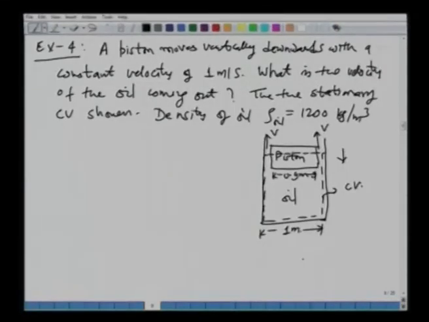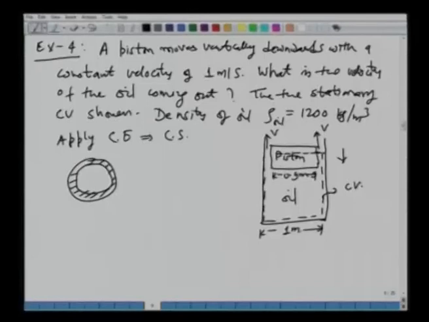What you do is you apply the continuity equation, in which the control surface will be this ring, this annular area from where the oil will be coming out. So, you are looking vertically into this. This is the annular ring from where the oil is coming out with a certain velocity v.